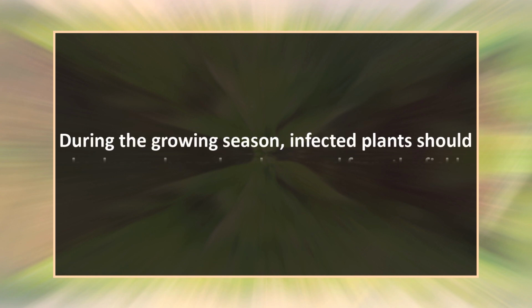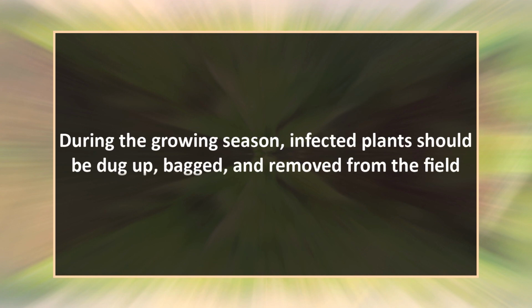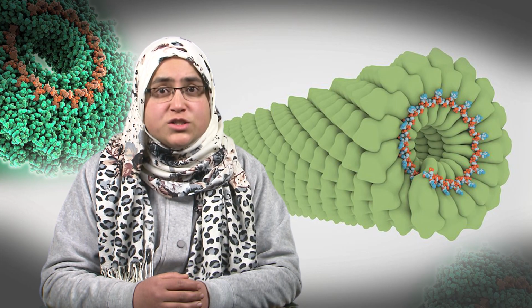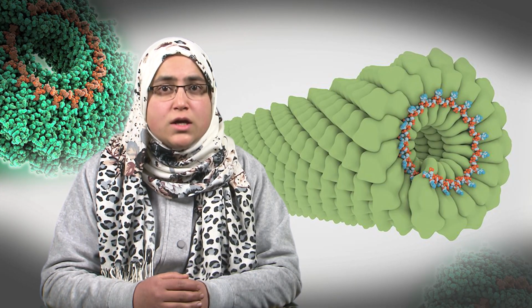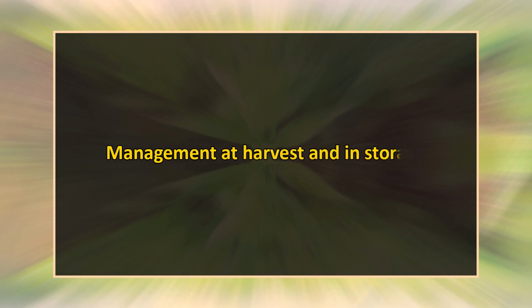Scouting for diseases. During the growing season, infected plants should be dug up, bagged and removed from the field. Rotation practices that include resistant plants or non-host crops also should be employed to reduce the amount of inoculum in the field. Number 4. Management at harvest and in storage.